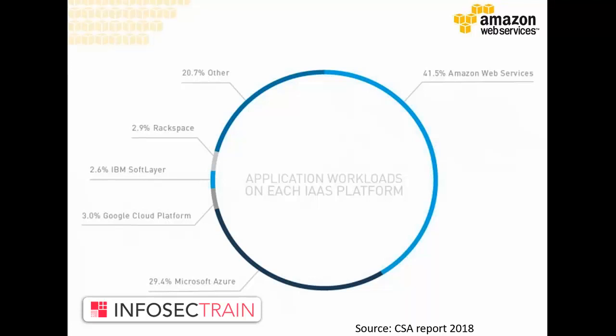And every day they are actually solving the problem. For example, some services were not there in Mumbai for a long time, but now they're available, and some services were not there in the Singapore region, now they're available. Like that, they are updating every day. Okay, that's it. So this is an example. This is the CSA report 2018. According to that, 41.5% share of cloud providers is for AWS, and all the other cloud providers share the rest only.